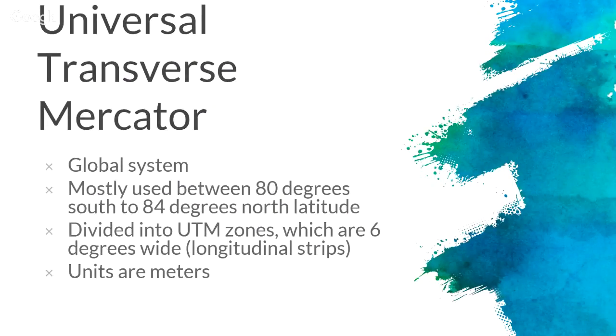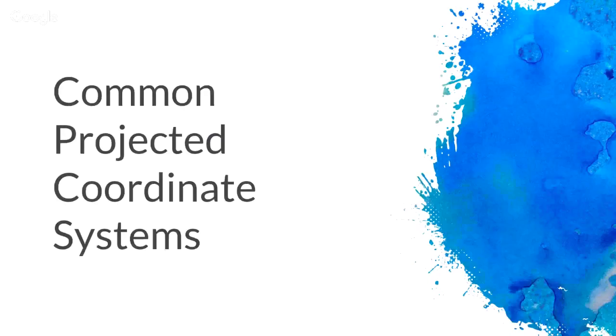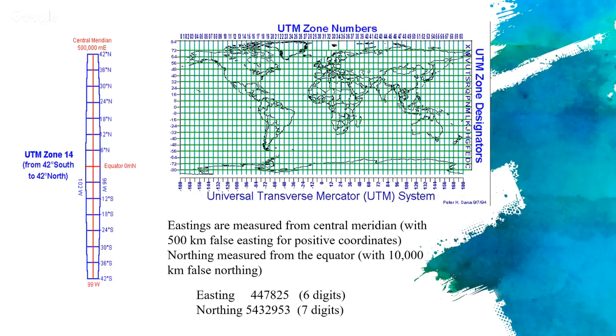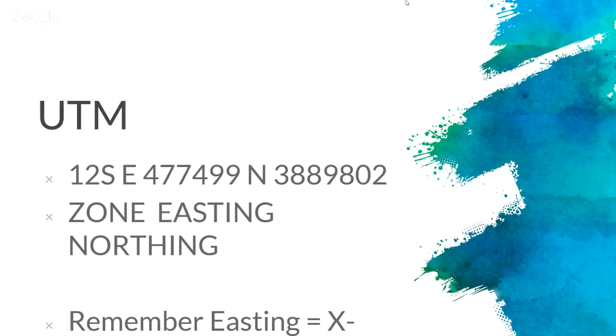So we have Universal Transverse Mercator as one of our projected coordinate systems. It divides zones across the world into these UTM zones, and everything is measured in meters. This is a global system. So this is what the grid looks like here. In Arizona, we tend to use UTM 11 north, whereas if you're over here in Germany, you may use 31 north.